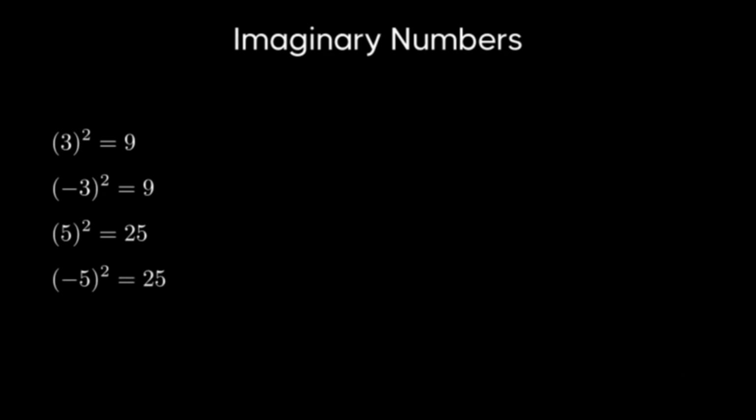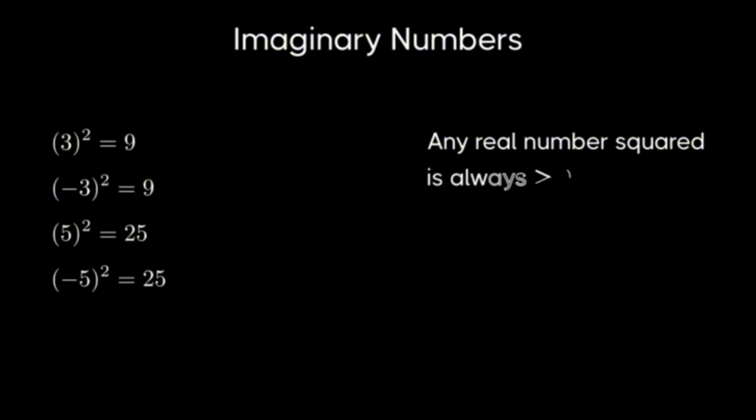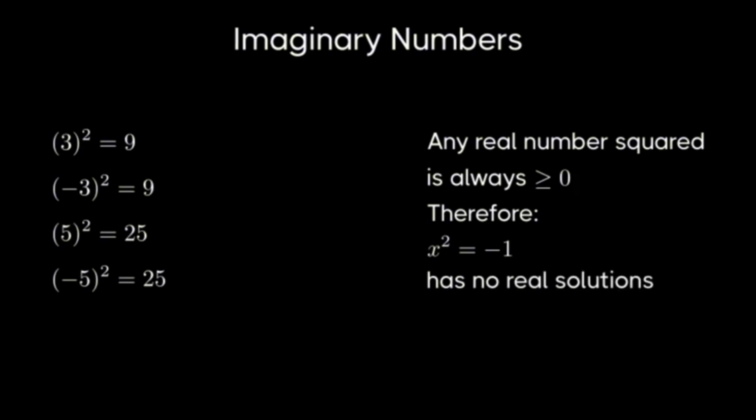positive. The same pattern holds for any real number. 5 squared is 25, and -5 squared is also 25. No matter what real number we choose, positive or negative, its square will always be positive or 0. This reveals a fundamental property. Any real number squared is always greater than or equal to 0. It can never be negative.